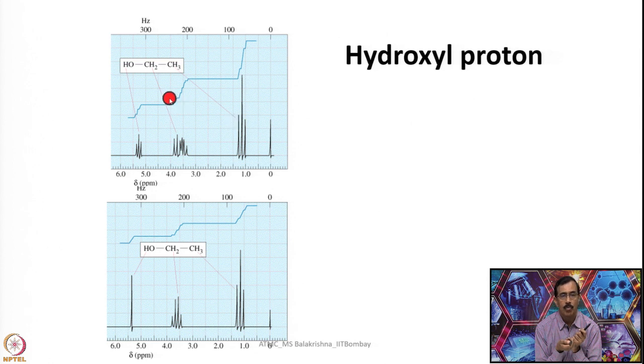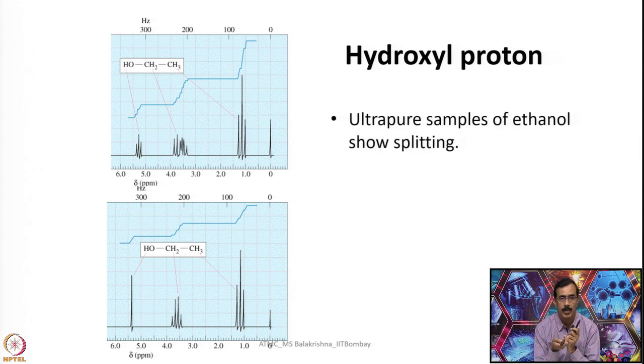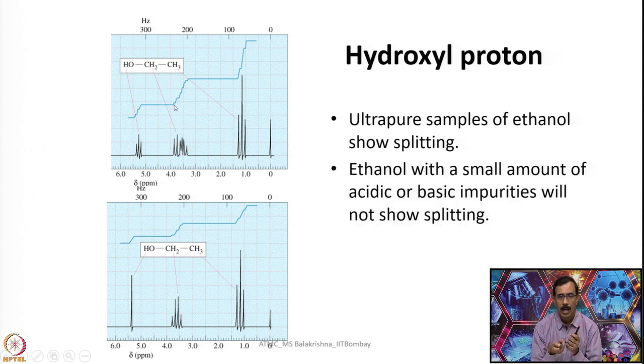So a doublet of quartets or a quartet of doublets. You can see here, whereas this one is split by this one into a triplet. Rarely do you see this kind of spectrum. An ultra pure sample of ethanol can show splitting, very pure. 99.99% will not be enough. It should be 99.9999%, you can keep on telling. So that can show this kind of thing. And ethanol with a small amount of acidic or basic impurities will not show splitting at all here.